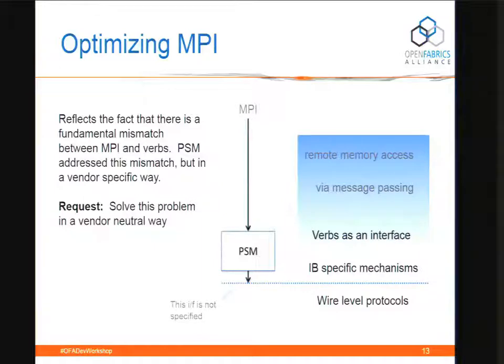But I think the MPI case is illustrative. We want to optimize MPI. We want to solve the problem that PSM solved, but we would like to do it in a vendor-neutral way, and that's the request.